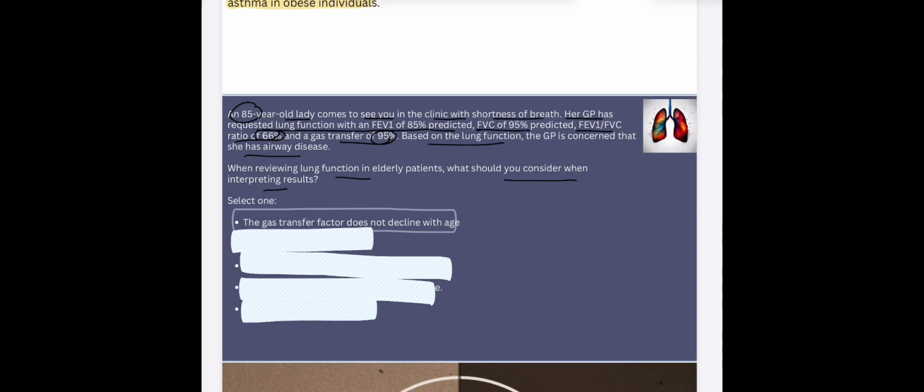The gas transfer factor does not decline with age. Residual volume increases. Spirometry becomes increasingly obstructive. Spirometry becomes increasingly restrictive. Total lung capacity reduces. So this is asking about age effects on lung functions.